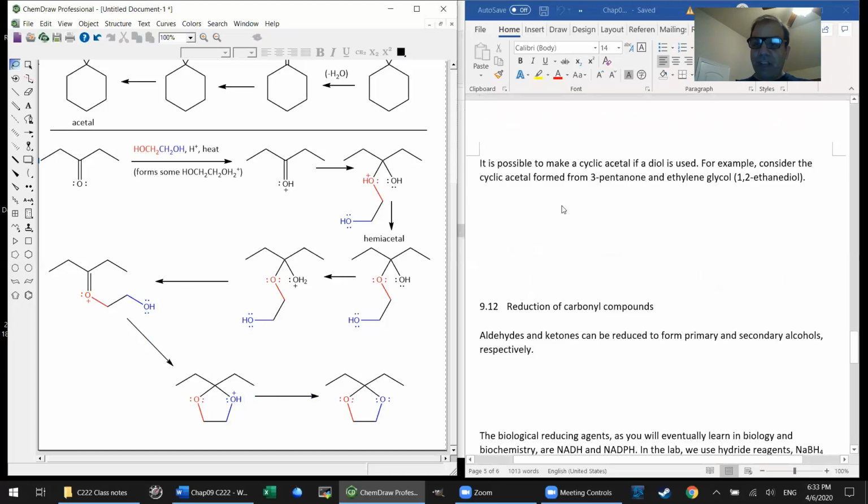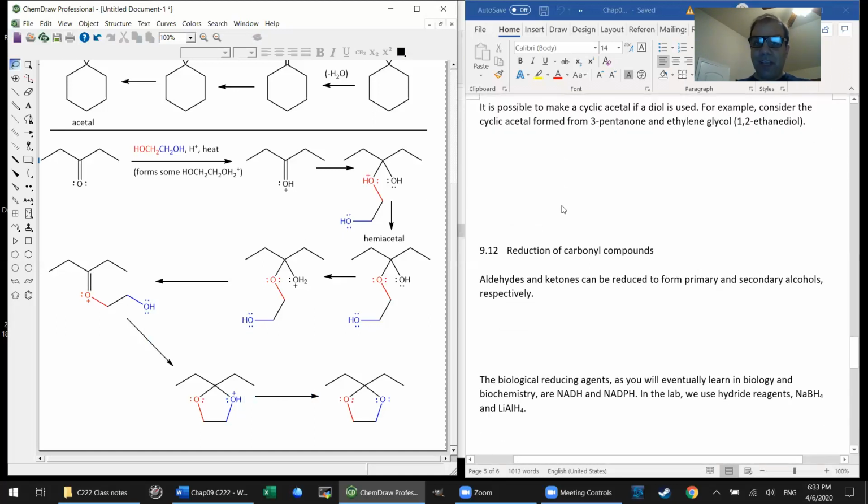So do take a look at these, practice these mechanisms. And if you have any further questions about the various intermediates or why the steps occur as they do, please feel free to stop by.